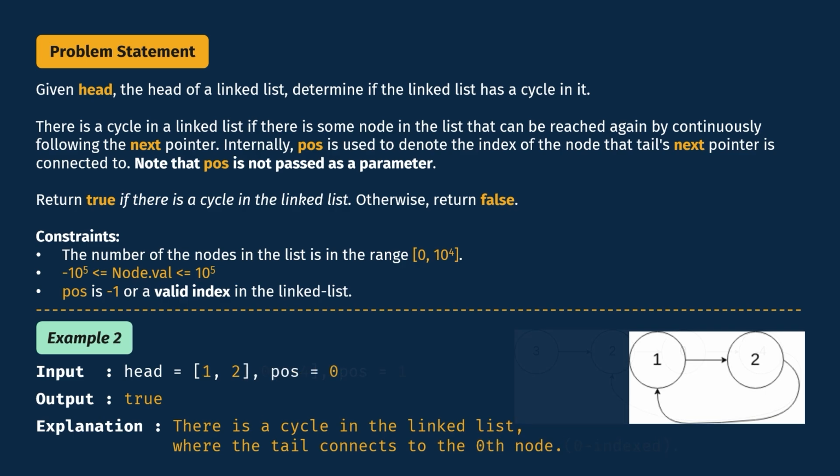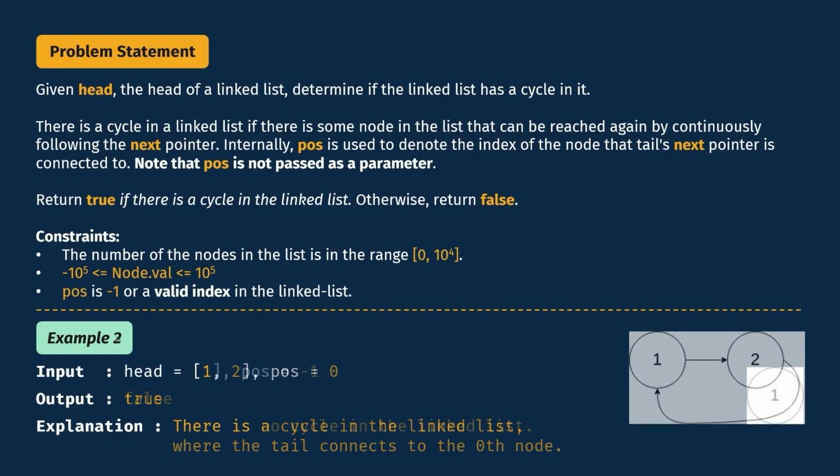Here is our second example. We have values 1, 2 with POS equals 0. Again, the output is true. In this case, the tail, that is the node with value 2, connects back to the 0th node, that is the node with value 1. So we would have 1, 2, 1, 2, 1, 2, creating a simple 2-node cycle.